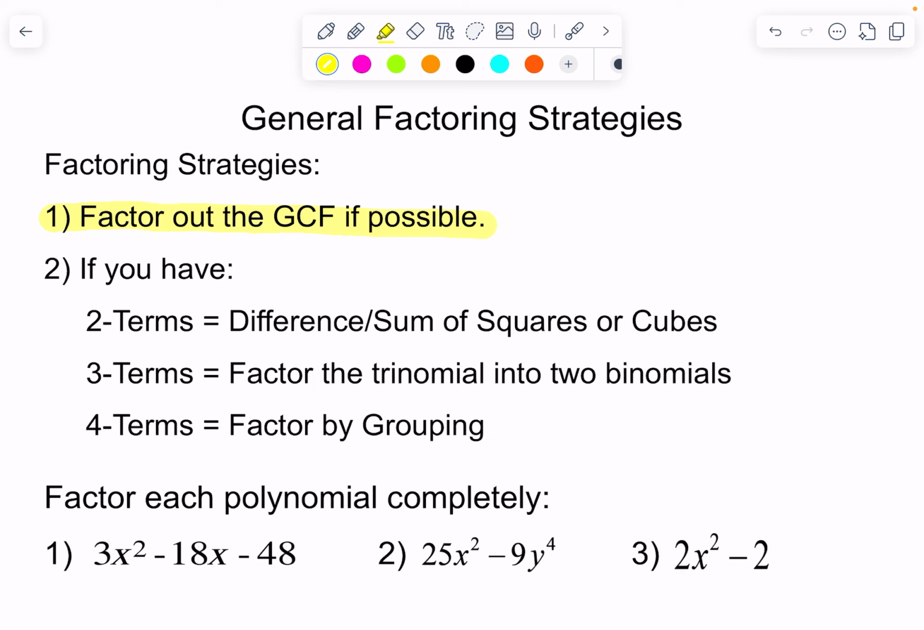Next, number two, if you have one of the following situations, follow the specific rules for each situation. If you have two terms, you're going to be either dealing with a difference or a sum of squares or a difference or sum of cubes. If you have three terms, you're going to be factoring the trinomial into two different binomials. And if you have four terms, you're going to factor by grouping. And there you have it. So let's get right to it.